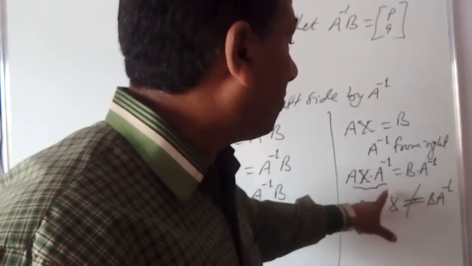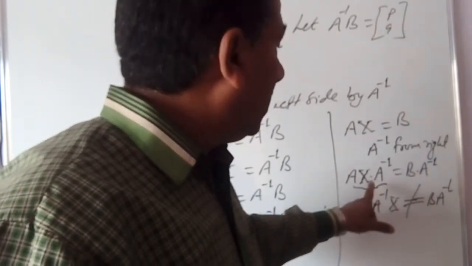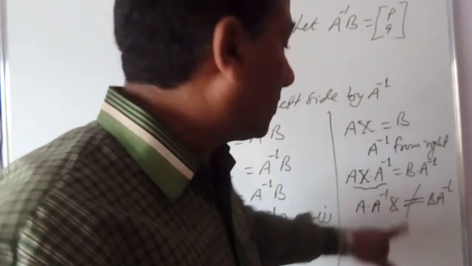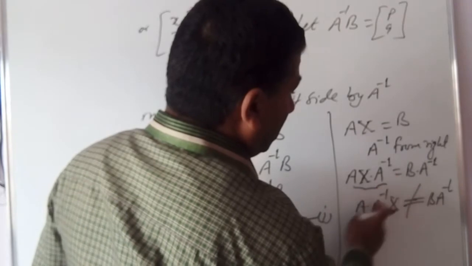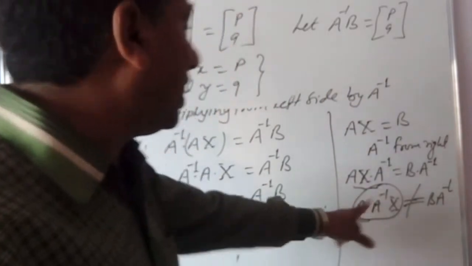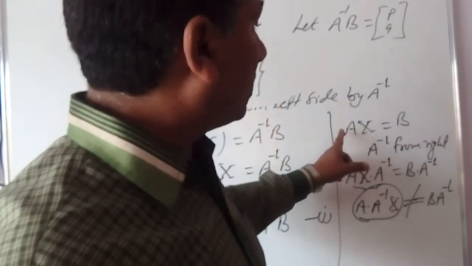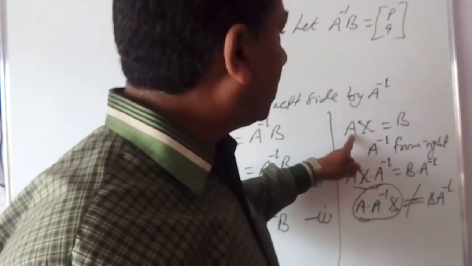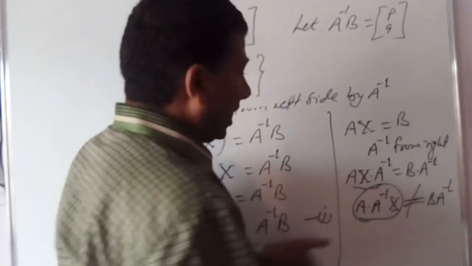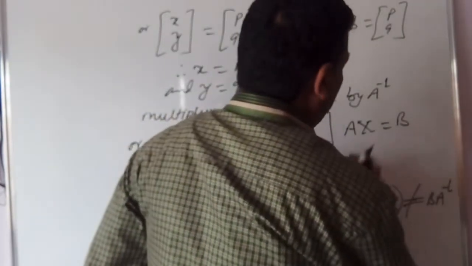We cannot change the position of A inverse and X. They are not equal, because matrix multiplication is not commutative, so that is totally wrong. This A is on the left-hand side of X. That's why you have to multiply from the left-hand side, and that's why we cannot multiply from the right-hand side. This is the reason.